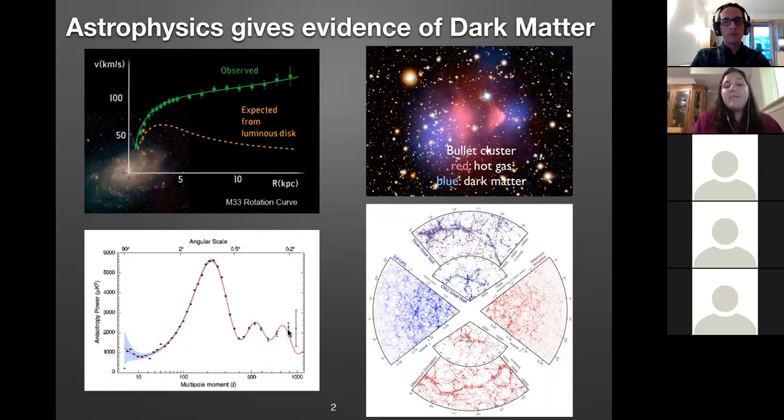But to make up that total mass, we need a significant amount of it to be dark matter, and not our normal matter, not things made of protons or neutrons or atomic nuclei that we're used to.